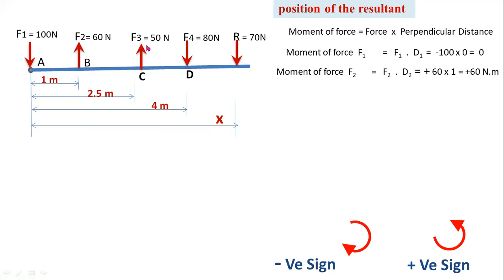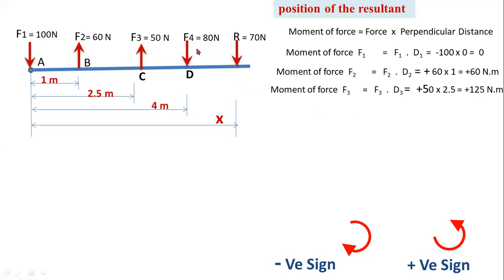In a similar way, the moment of the 50 newton force equals 50 into distance 2.5, about point A. So you have to consider the distance between point A and the force. Here the distance is 2.5 meters and the force is 50. It is also acting in the upward direction, that is the anti-clockwise direction, so you have to consider positive sign. So plus 125 Newton meter.